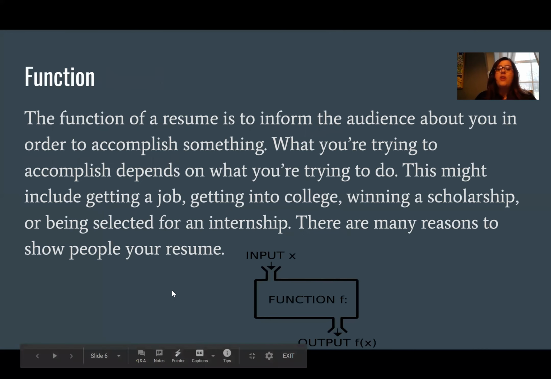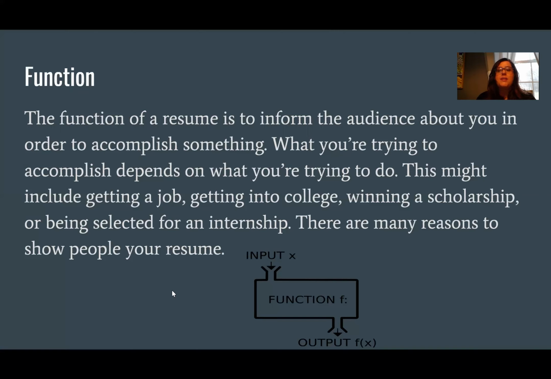All right. So the function of the resume is to inform the audience about you in order to accomplish something, whatever that end result is that you want, whether it's the job, the scholarship, or the entry into the school. What you're trying to do depends on what you're trying to accomplish, right? So if I am applying to a scholarship, then that's not going to be the same way that I'm going to present myself to a hiring committee, right?